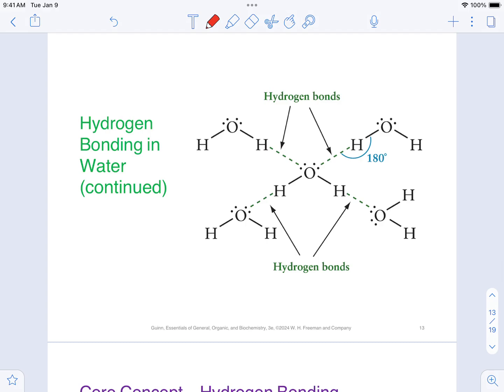Here's an example in water. What happens here? Notice your H from one water molecule bonds with the O in the other. Again, there's your dotted line for hydrogen bonds.